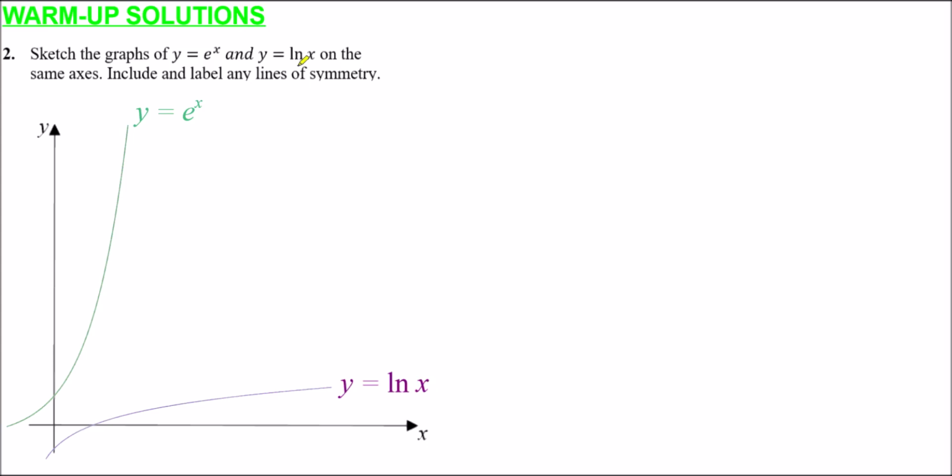Then the line of symmetry will be the line y equals x, going between these two. So if we have two graphs where one is the inverse of the other, the line of symmetry between the two lines will always be the line y equals x.